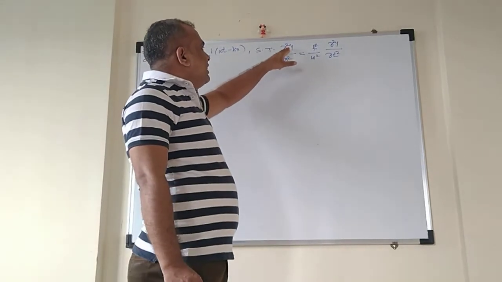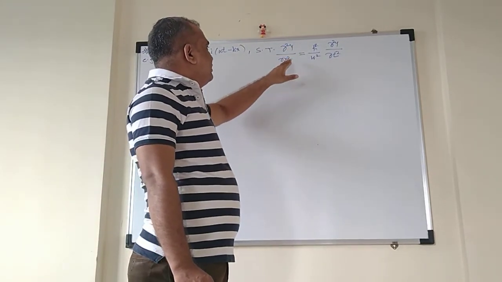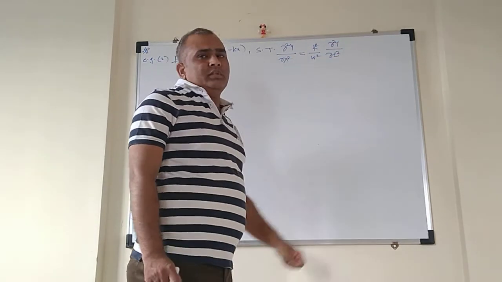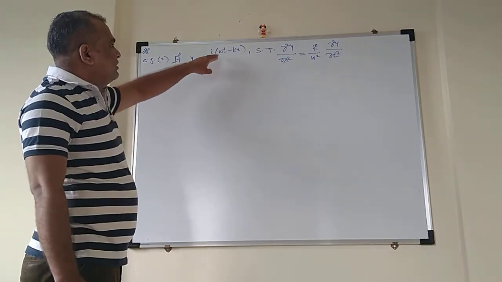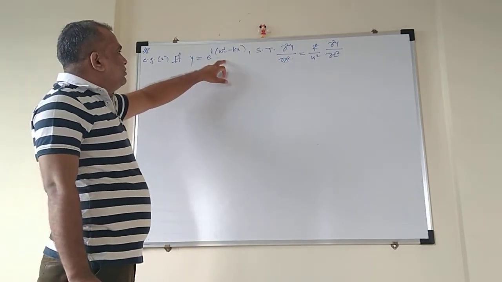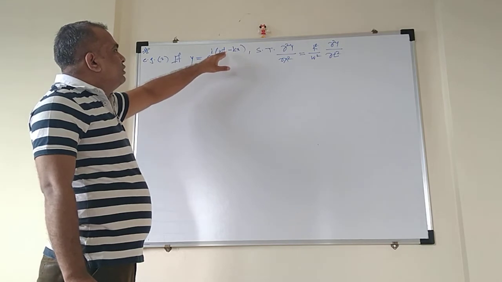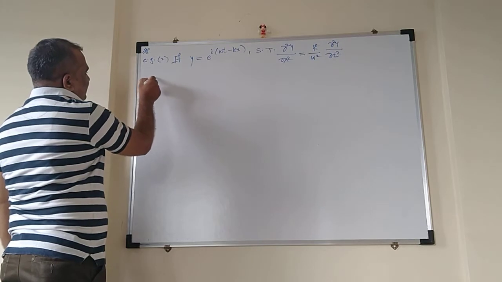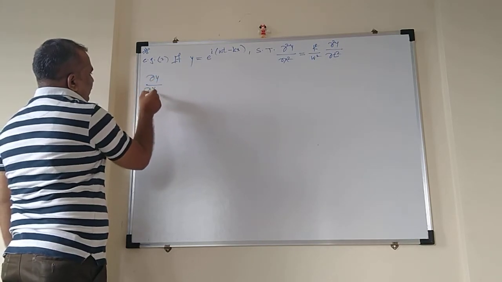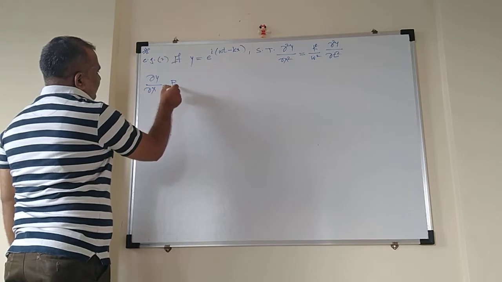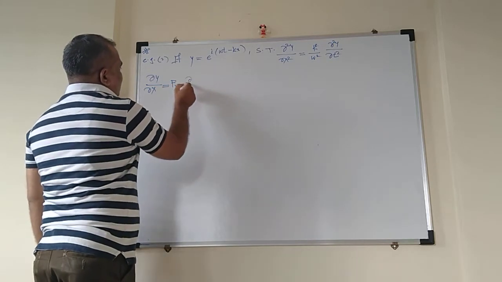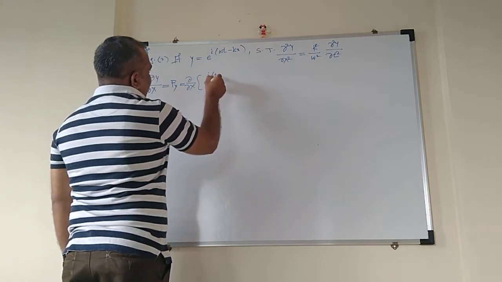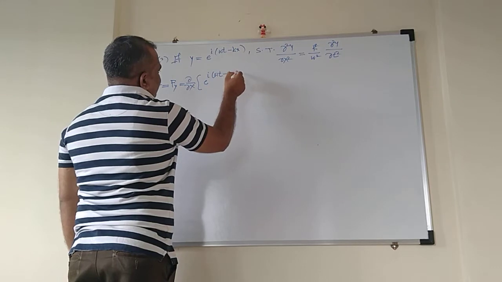This is the second order partial derivative of y with respect to x square, and this is the second order partial derivative of y with respect to t square, where y is the given function, exponential of i(omega t minus kx). Let us first calculate the first partial derivative, del y by del x. This is nothing but f suffix y, equal to del by del x of e raised to i(omega t minus kx).